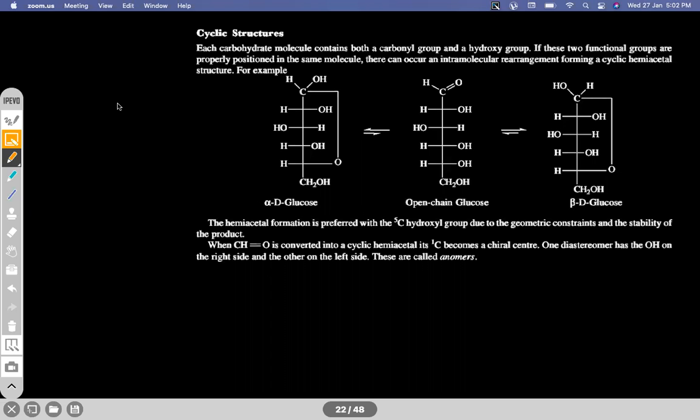Okay, now the thing is, what is this alpha and beta we have? Alpha and beta, it is defined with the reference of a compound called glyceraldehyde. Okay, so we took an example of glyceraldehyde and its formula is this. We have OH on the right, H on the left, CH2OH on the bottom, and CHO on the top. This compound is glyceraldehyde. Glyceraldehyde is the smallest unit of carbohydrate. Okay, smallest carbohydrate we have.